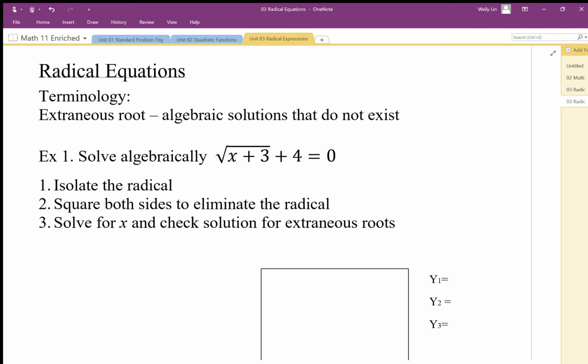So we're going to look at solving radical equations. And before we do this, we have to look at something called an extraneous root. An extraneous root is an algebraic solution that does not exist.